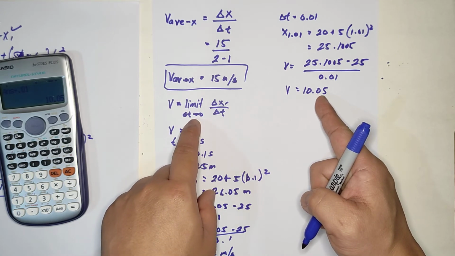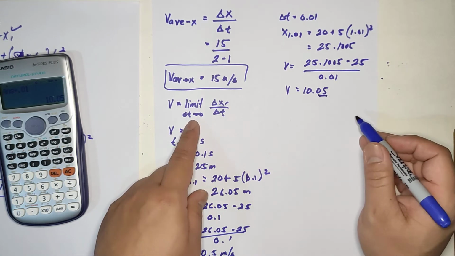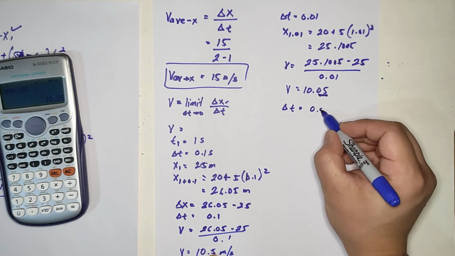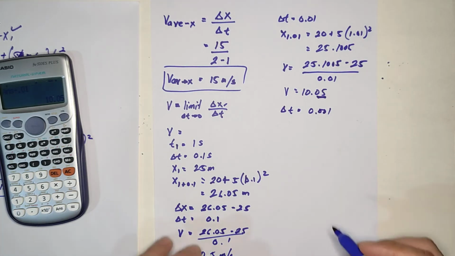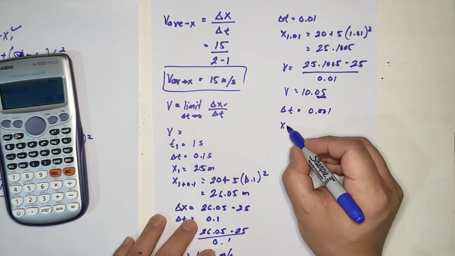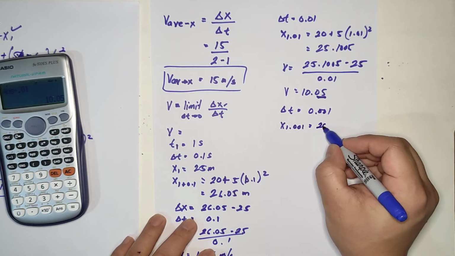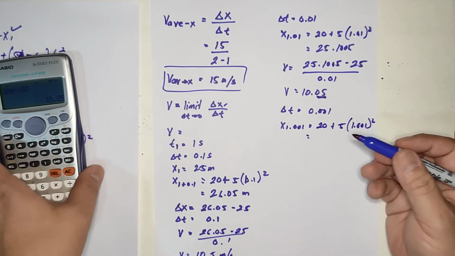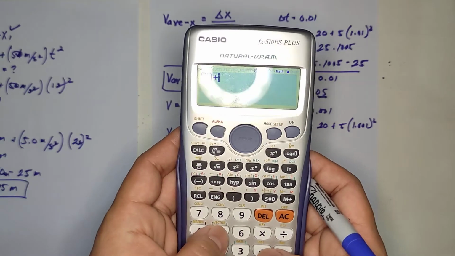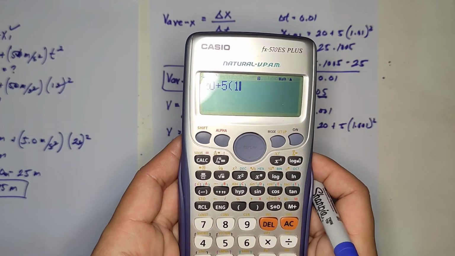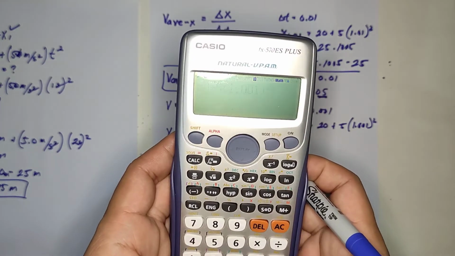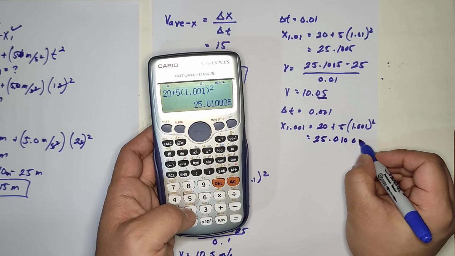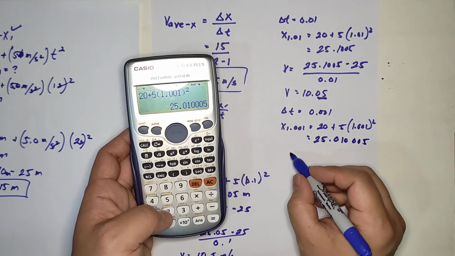So as delta t approaches 0, this one disappears. Earlier it was there. So let's try to solve delta 0.001. Okay? 0.001, that would be x1.001, 20 plus 5 times 1.001 squared. Okay? That's the result. Then you now have 25.010005.